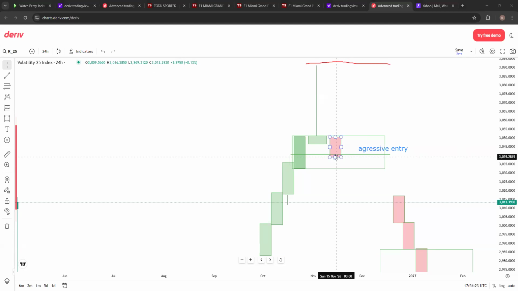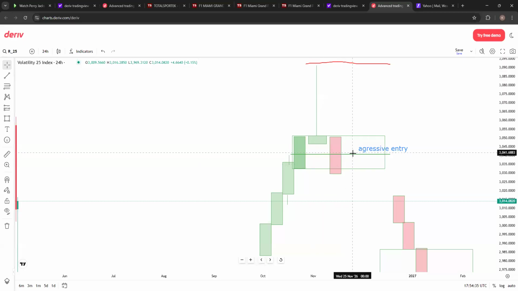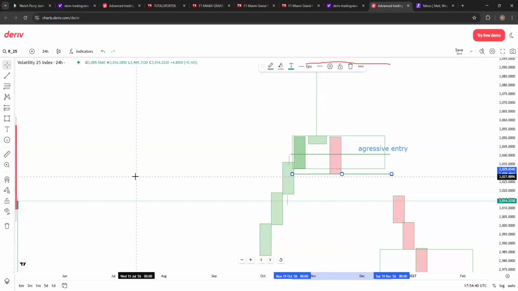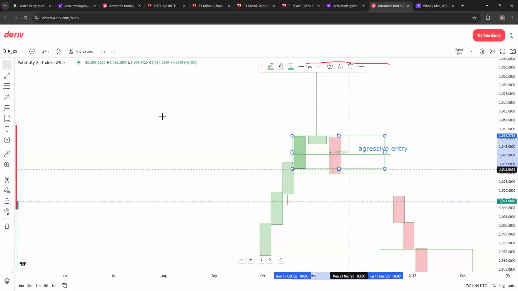And my second entry, if I don't take the aggressive entry, is I'd wait for price to come and close below that range. When it closes below that range, I'll take what we call a conservative entry or a safe entry around this area. This is where I'll take my safe entry. Right. So let me type it down. This is where I'm going to be taking my safe entry.